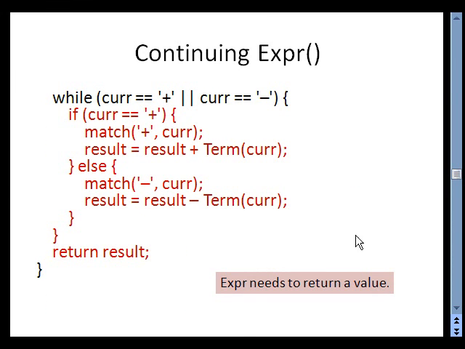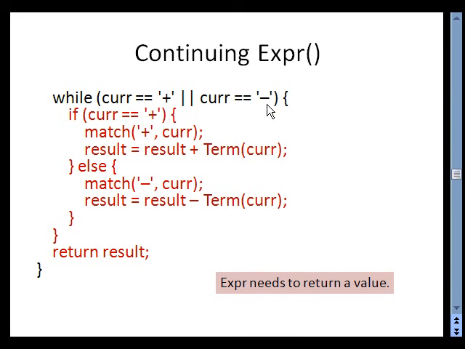Okay, here's the rest of expression. Remember we had a while loop. That part hasn't changed. We're still, for the curly braced portion of the expression rule that said curly brace around AddOp term, we still need this while loop. But now we need to separate out these two cases, the plus and the minus.